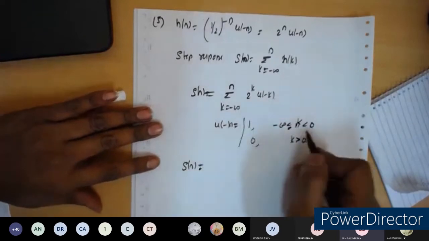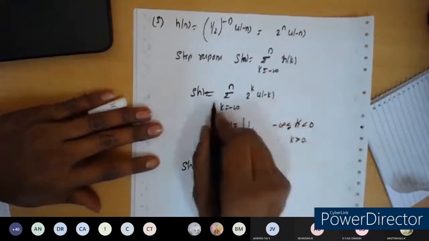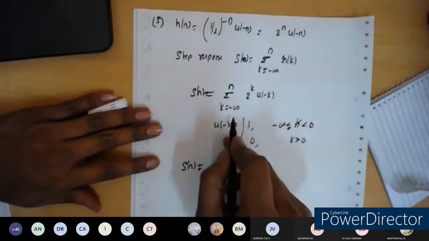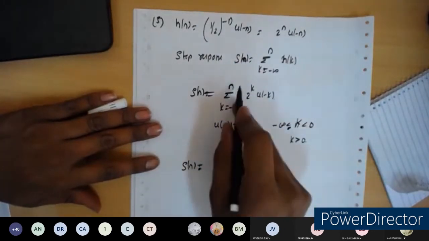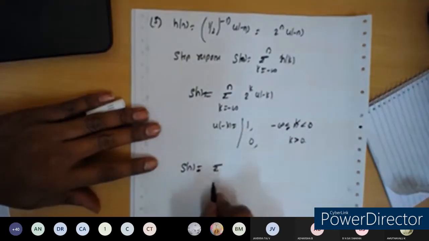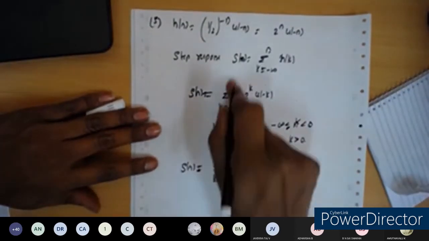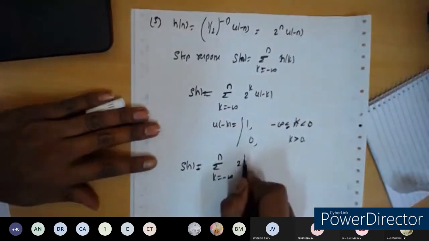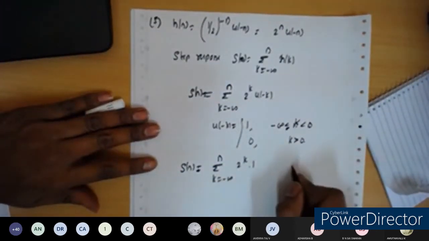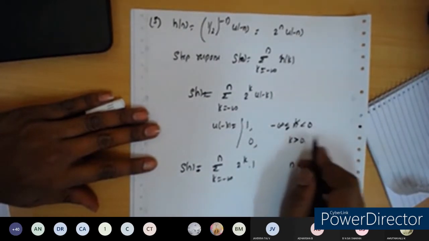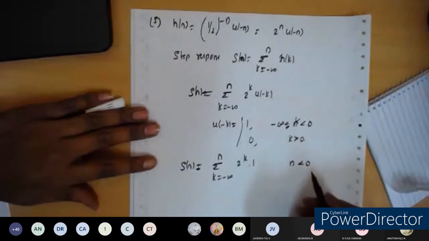So now, as per this one, the value of k should be less than 0, which means that n has to take a value less than 0 only. So here we are going to get the same formula. There is no change in the limits of the summation. So the value of n should be less than 0 as per this condition.